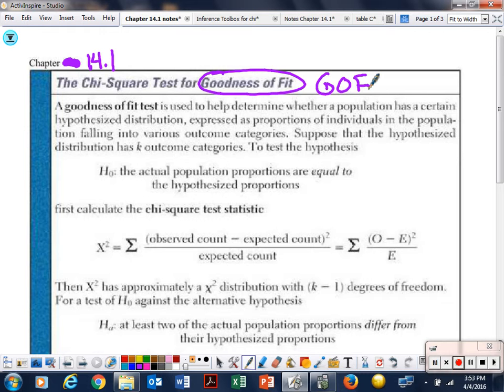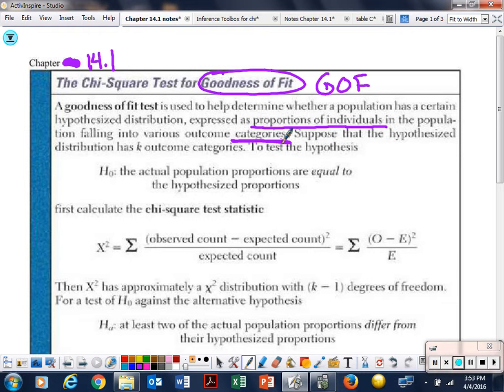Okay, a goodness of fit test is used to help determine whether a population has a certain hypothesized distribution, expressed as proportions of individuals in the population falling into various outcome categories. Okay, we're not looking at means, either one mean or two means. We're not looking at just a single proportion or two proportions. We're looking at more than two proportions, okay?